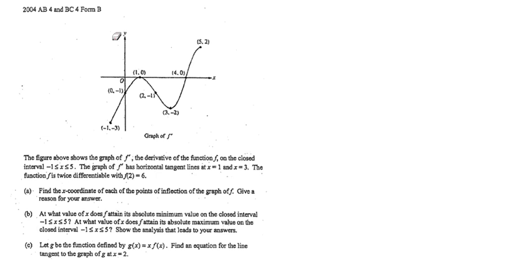The figure above shows the graph of f prime, the derivative of the function f, on the closed interval from -1 to 5. The graph of f prime has horizontal tangent lines at x equals 1 and x equals 3. The function f is twice differentiable with f of 2 equaling 6. Find the x-coordinate of each of the points of inflection of the graph of f. Give a reason for your answer. I'm going to write up here above to give some room.